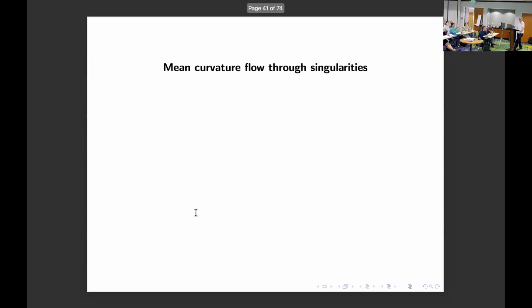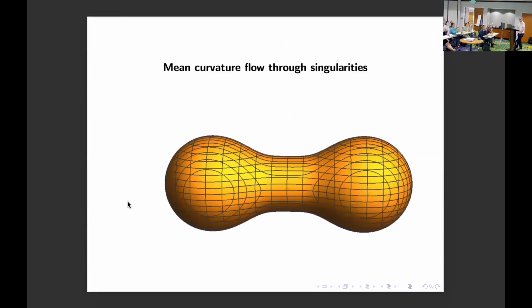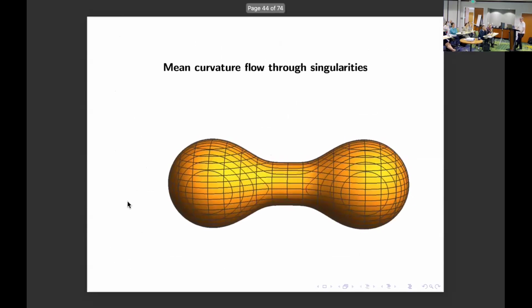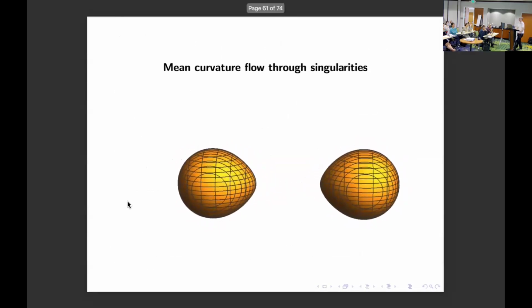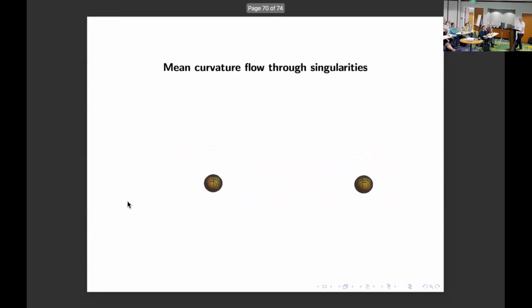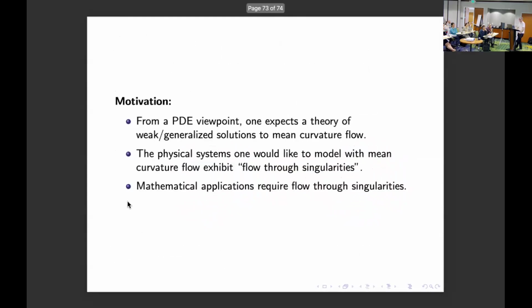And now I want to shift gears and talk, in the few minutes that remain, about mean curvature flow through singularities. So here the idea is given by this cartoon, right? So we take what we had before, the neck pinch occurs, but we want to keep going and have some continuation of this, which is some sort of flow, mean curvature flow through singularities. Okay? So before going further, let me just mention the motivation.